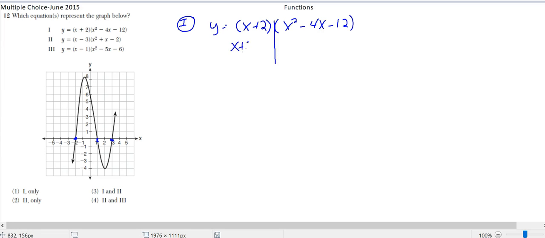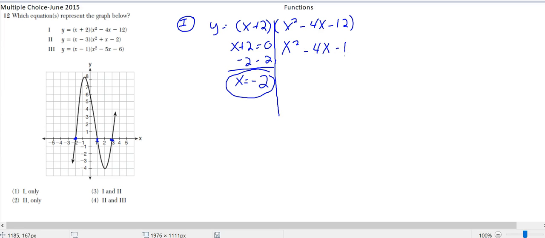So x plus 2 is equal to 0, minus 2 and minus 2. X is equal to -2. Good, so it has one correct root so far. Then we have to set the other side equal to 0. X squared minus 4x minus 12 is equal to 0. We need to solve this like a quadratic equation because our highest exponent is 2. We need to write this in factored form. We need to find factors of -12 that add up to -4.